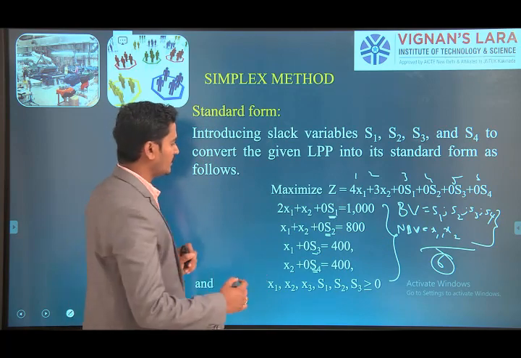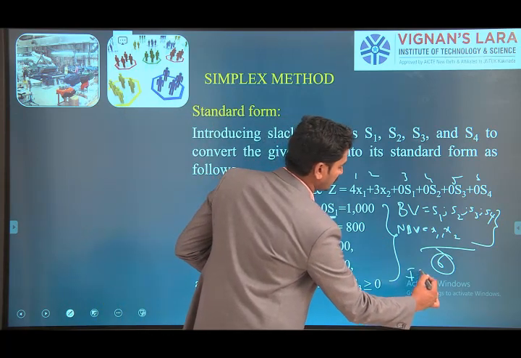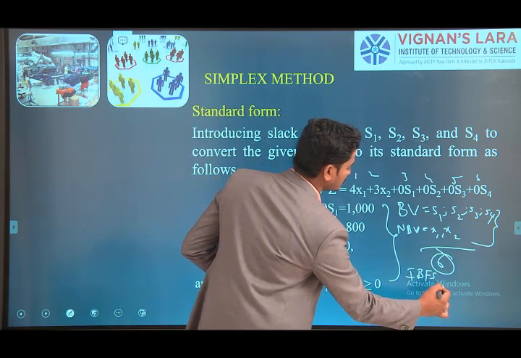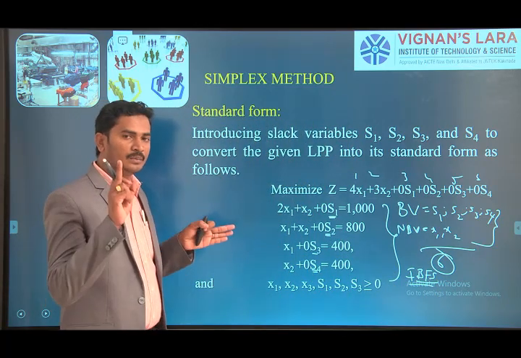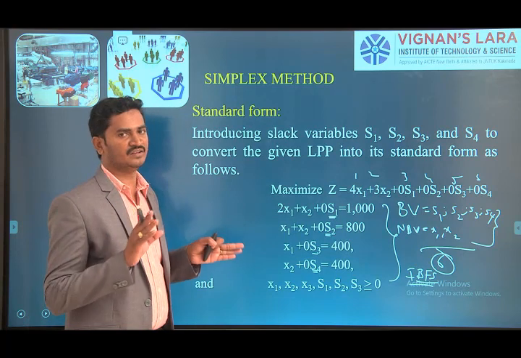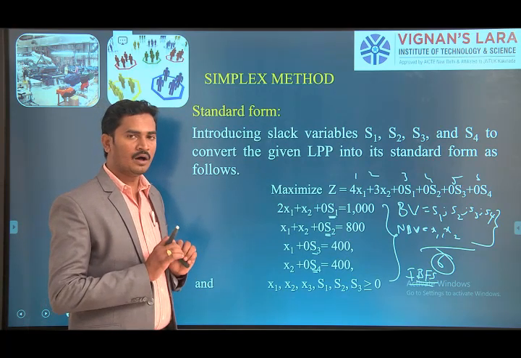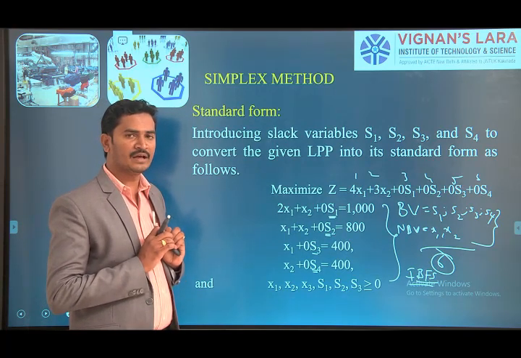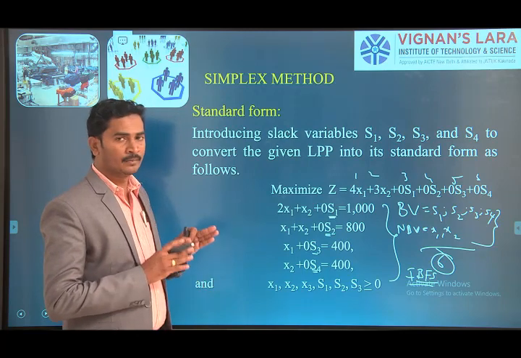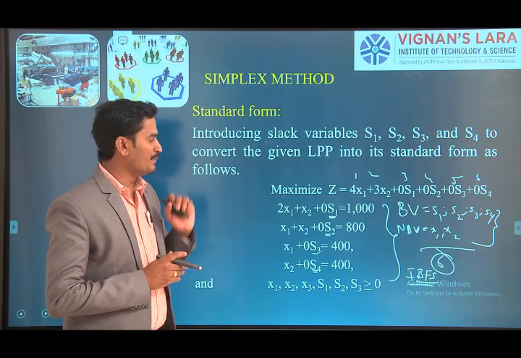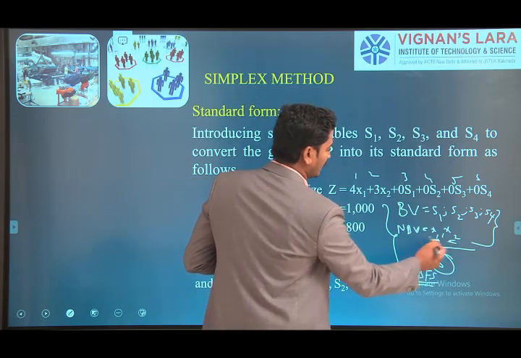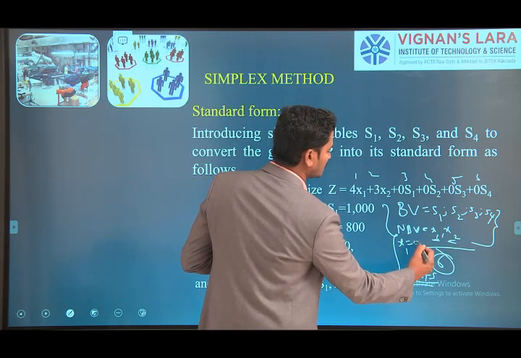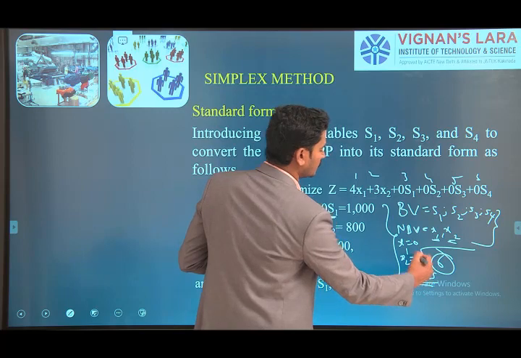Now we are going to find the initial basic feasible solution. How do we find it? Here we have one rule: all non-basic variable values are equal to 0. We have to take all non-basic variable values as 0, and based on that, we are going to find the basic variables. Here, the non-basic variables are x1 and x2. So simply we are taking x1 is equal to 0 and x2 is equal to 0.